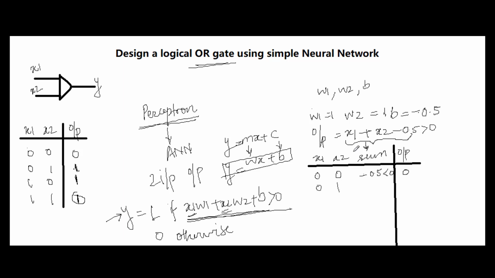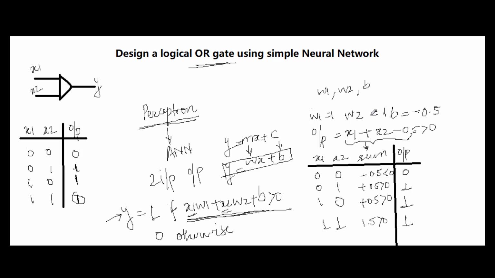Next is 0, 1. Put it here: this is 0 plus 1 minus 0.5. This will be plus 0.5, which is greater than 0, so my output comes 1. Then next is 1, 0. When I put this condition, my output is plus 0.5. This is also greater than 0, so my output is 1. And then for 1, 1, I get 1 plus 1, that is 2, minus 0.5, that is 1.5. This is also greater than 0 and I get output as 1.